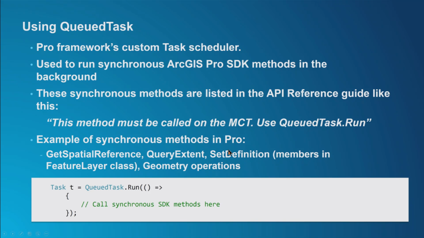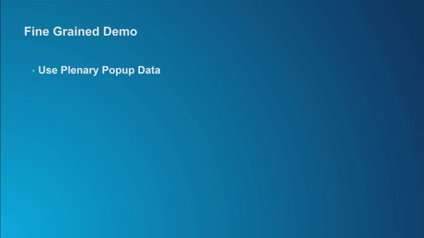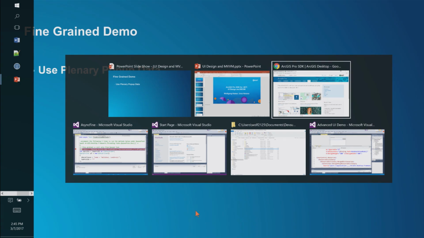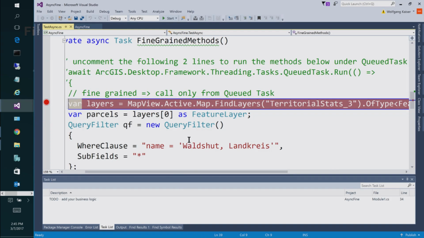So here's an example of some synchronous methods in Pro. Get spatial reference, query extent, set definition. Those are members of the feature layer class. And then any kind of geometry operation. So for all this, you have to utilize the syntax that is specified below in this little code snippet. So now let's go to the fine-grained methods. And I have a little sample for that.